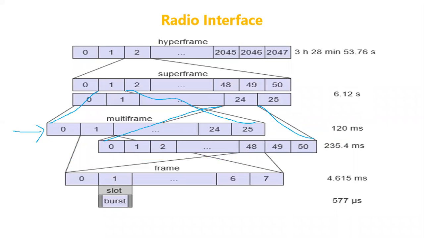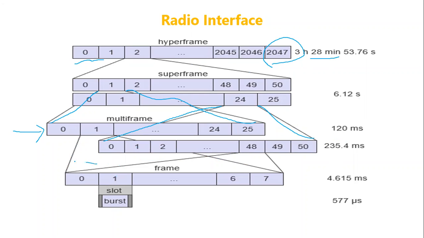And the next hierarchy is the hyperframe. So 2048 superframes will form a hyperframe, and the duration of the hyperframe will be around 3.5 hours. Okay, so this is the overall working concept of the radio interface.